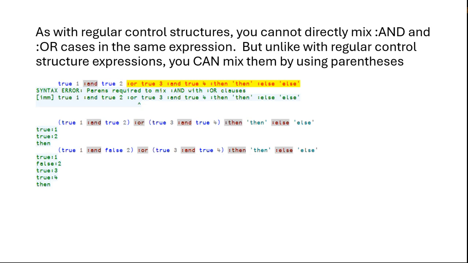But similarly in the last line, we evaluate true 1, and that's true. So then we go on and evaluate the next expression, which is false 2, which returns false, and that makes the overall expression true 1 and false 2 false. Therefore, we have to evaluate the or condition. So we evaluate true 3, that's true, and then we evaluate true 4, and that's true. So the right-hand side of the or becomes overall true, and we execute the then expression here. If we had put a false 3 or a false 4 into this expression, then we would have selected the else statement instead.